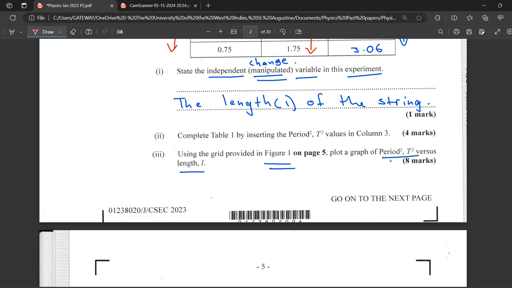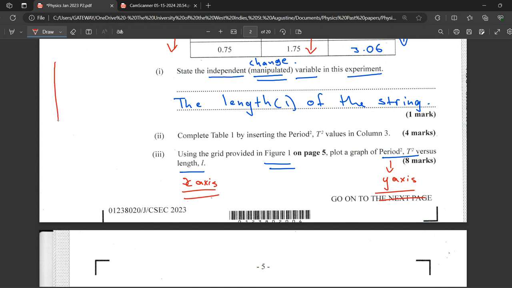Whatever quantity is stated first, just go on your y-axis. Because they say period squared first, they put that word first, that will be going on your y-axis. Whatever is stated second, just go on your x-axis. You need to know this, right? A lot of students still mix up this.